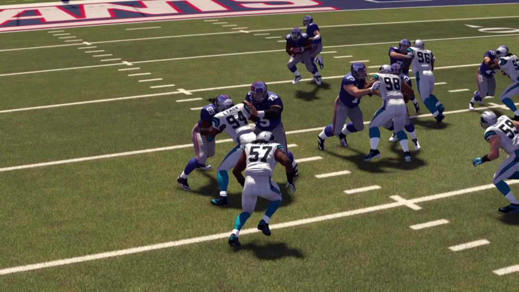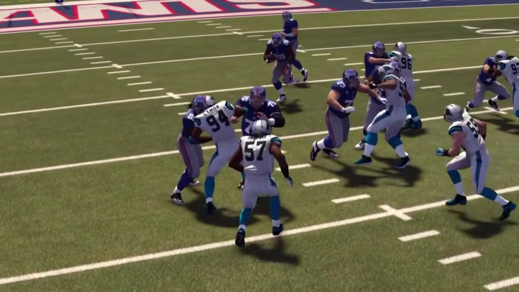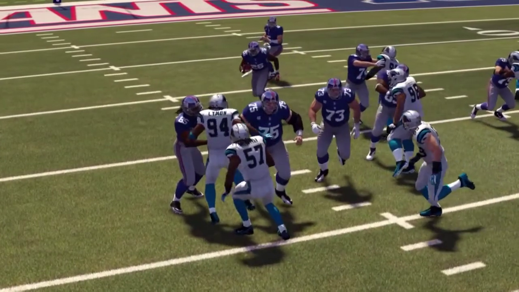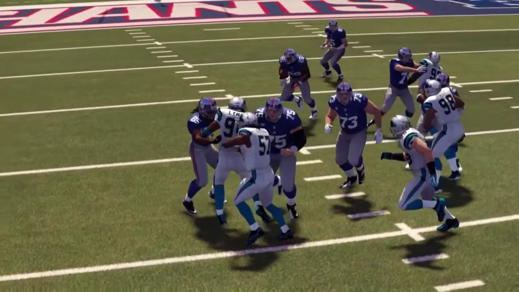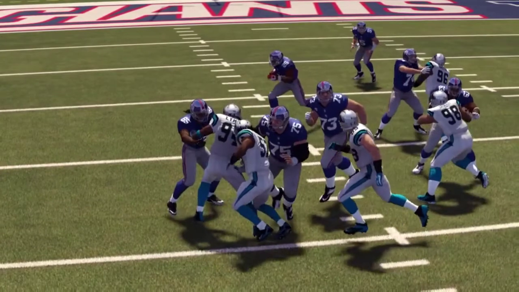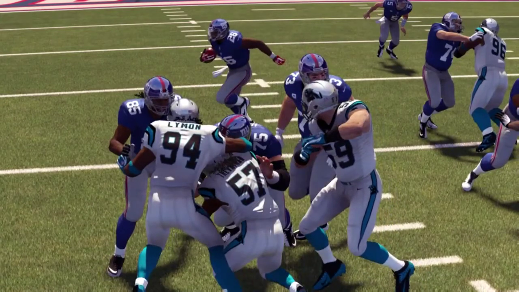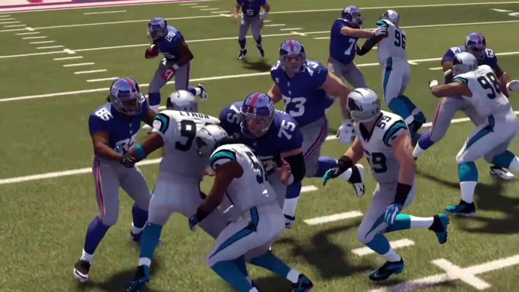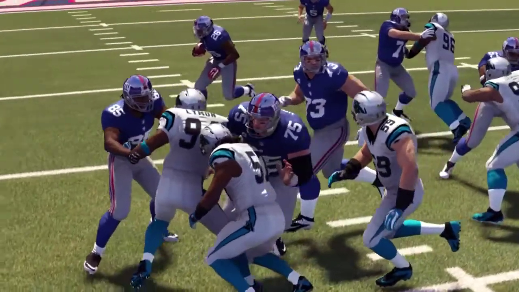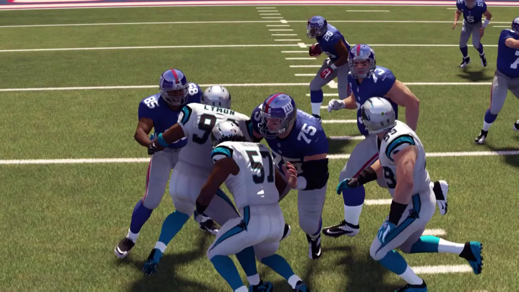As you can see, when the player gets the ball, 57 takes this weird angle towards the running back. Instead of trying to actually contain him, go outside the tackles, you see him actually try to run in between his own player and two offensive linemen. Therefore, he gets stuck. Now, this is just bad logic altogether.